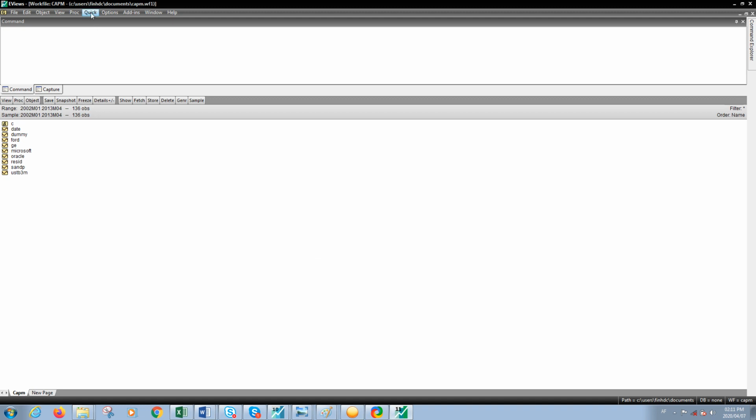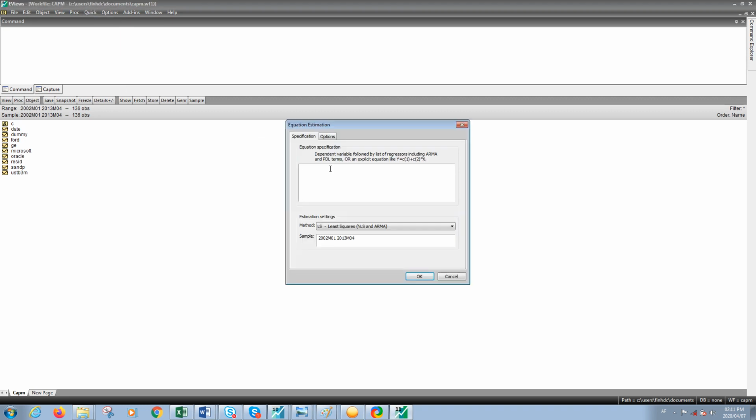First you need to go to Quick. Then you need to go to Estimate Equation, and in this section you are going to estimate your equation. So here the first thing that we have to specify is our dependent variable. If you think about the equation in your slides, y, which is our dependent variable, is equal to our intercept plus our explanatory variable plus our residual. So we start with y. We start with our dependent variable. We've identified that to be Ford.